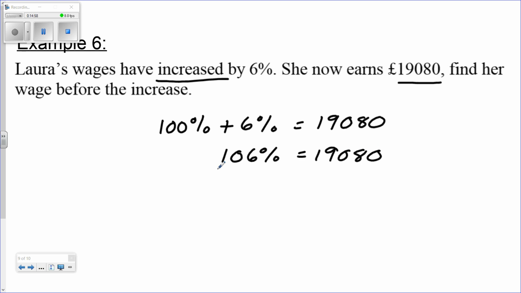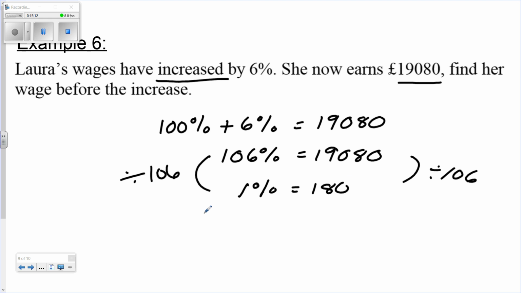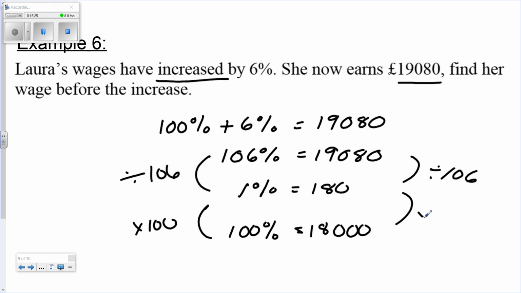So let's find out what 1% is. Remember, we divide both sides by 106. And by doing that, we're finding out what 1% is worth. So 1% is worth £180. So to get back to what she was paid before her increase, we're going to times by 100. So before she had her increase, she was actually only paid £18,000.